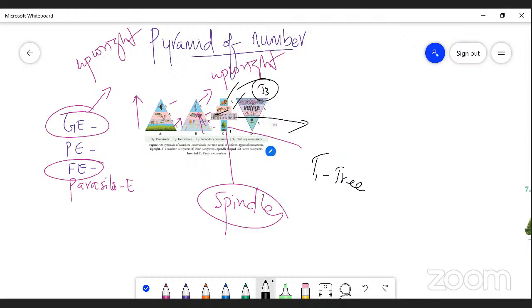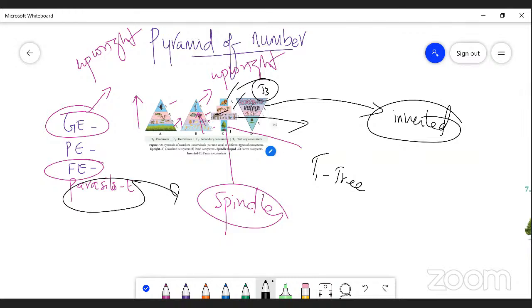The next one, for the time, is the parasitic ecosystem. There is a gradual increase in the number of organisms. It is opposite to the grassland ecosystem and the pond ecosystem. Hence, it is inverted in nature. So always this parasitic ecosystem is inverted in condition, right?